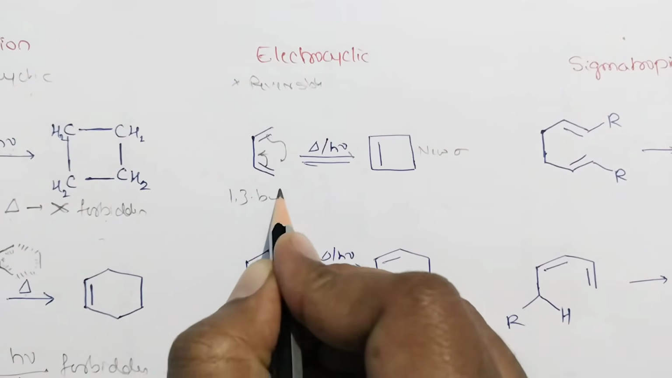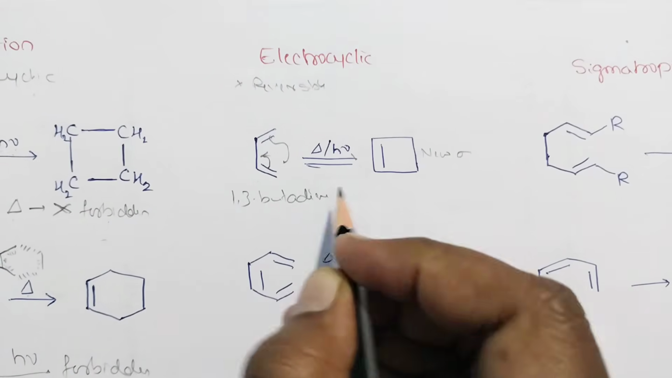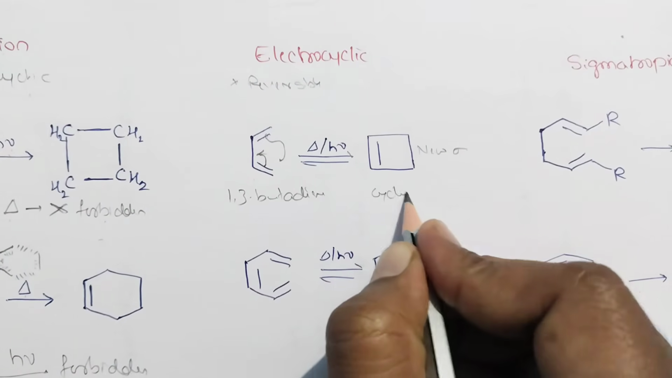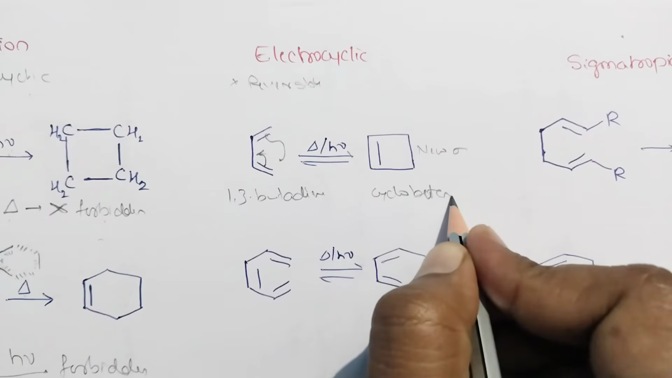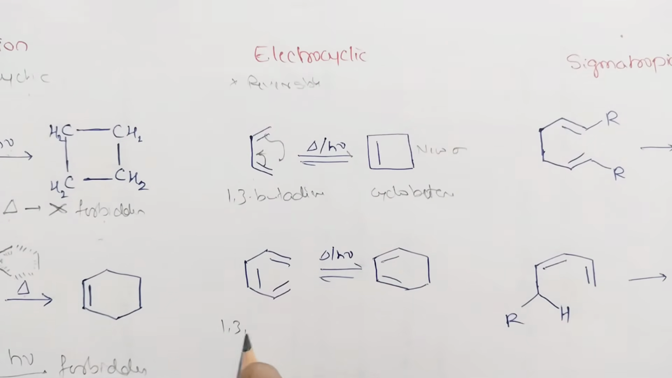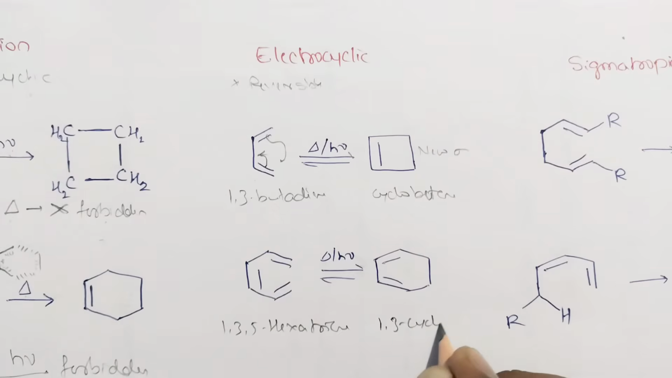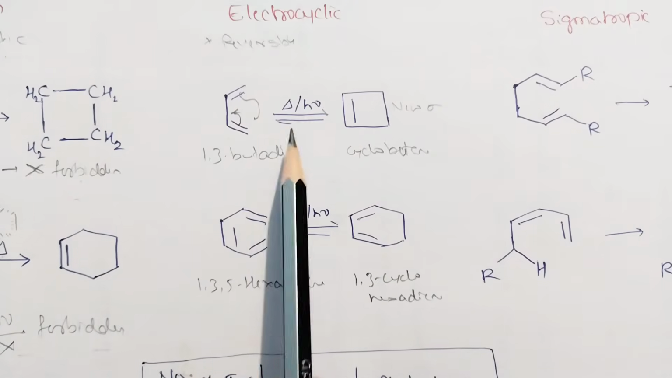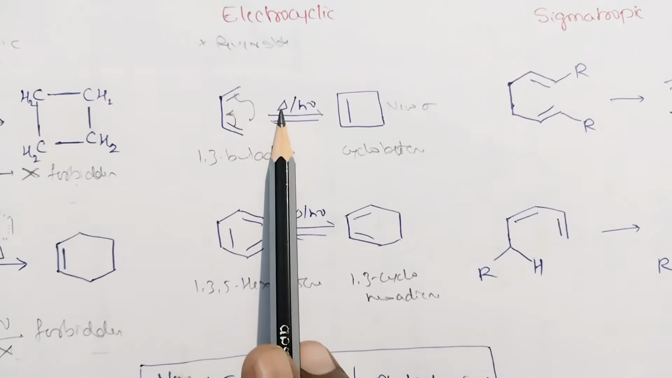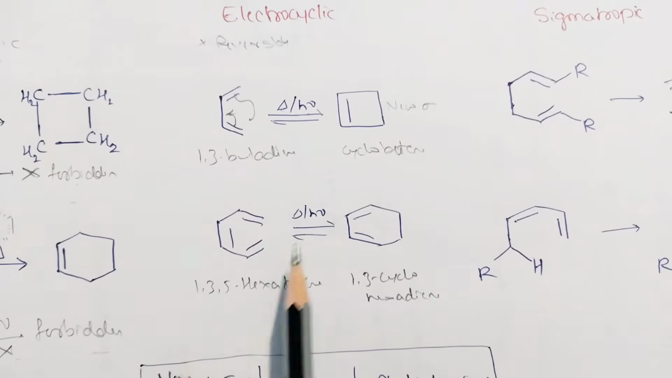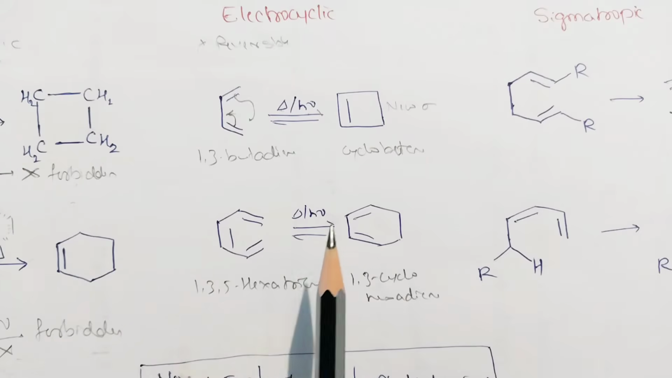Butadiene gives cyclobutene, and 1,3,5-hexatriene gives 1,3-cyclohexadiene. These reactions can take place by both thermal or photochemical conditions. Here also you can see these electrocyclic reactions can occur under both thermal or photochemical conditions.